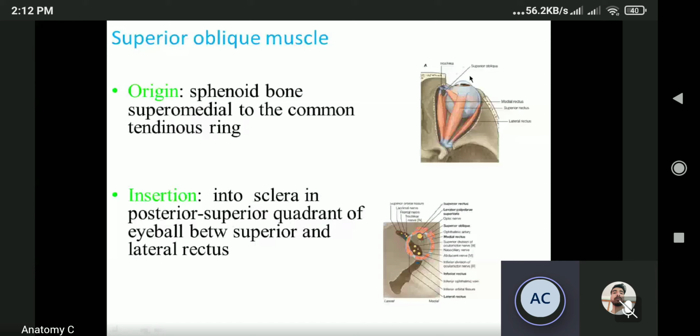Look here. This is the superior rectus and this is the lateral rectus. So this superior oblique goes here and is inserted between the superior rectus and lateral rectus. This is the superior oblique muscle. Don't confuse it: only the four recti come from the common tendinous ring, whereas the superior oblique originates from the sphenoid bone.